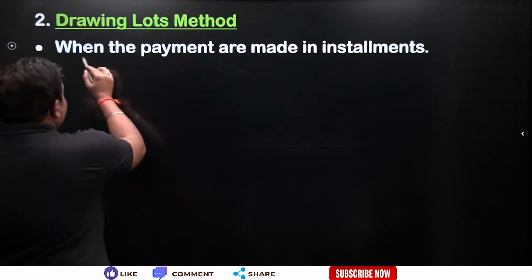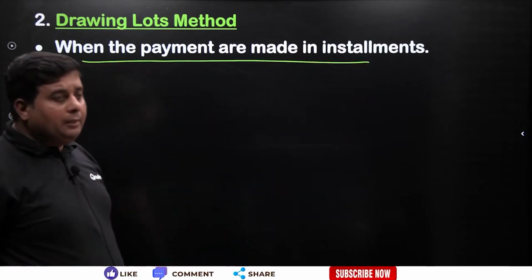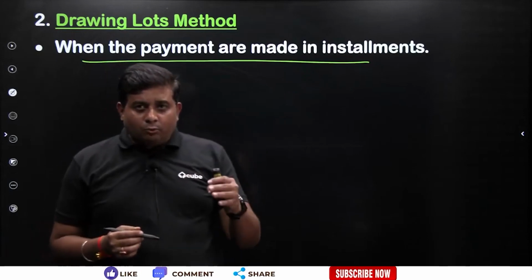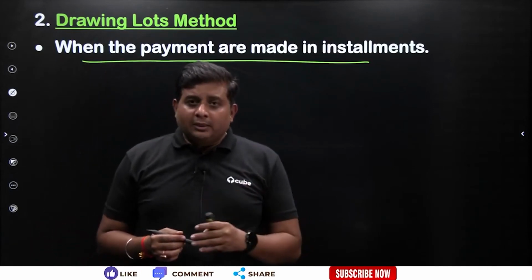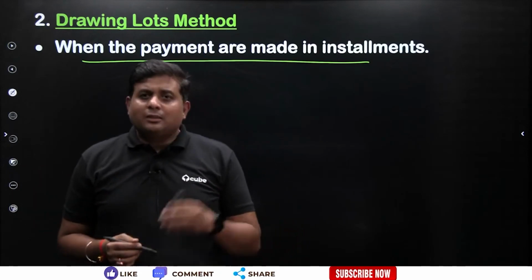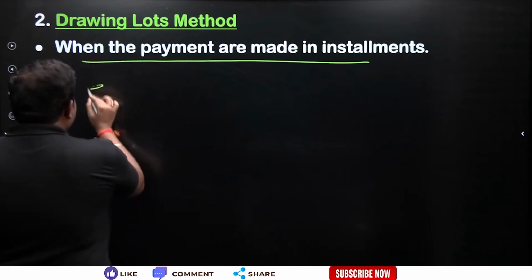So what does it mean? When the payments are made in installments. What was the previous method? The lump sum method, when the payment was made in one go. As far as this method is concerned, the payments are payable in installments. I'll try to take an example on this.